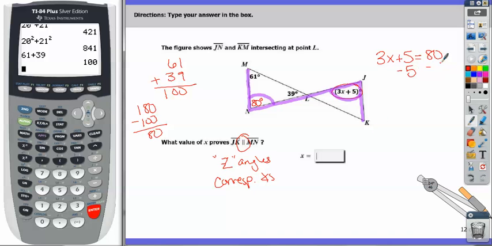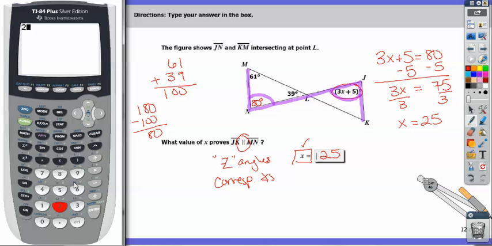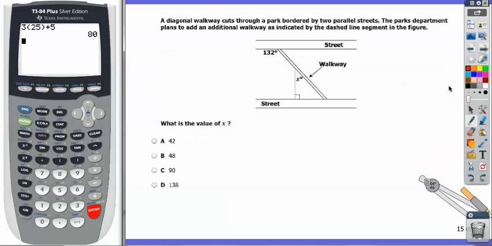I'm going to subtract 5 on both sides, and I'm going to divide by 3. So x is 25. To double check, it only wants x. That's a good thing. So this is 25. I can check it. 3 times 25 plus 5 is 80. So I know that I'm on the right track. Let's see what we have going on with the next question.